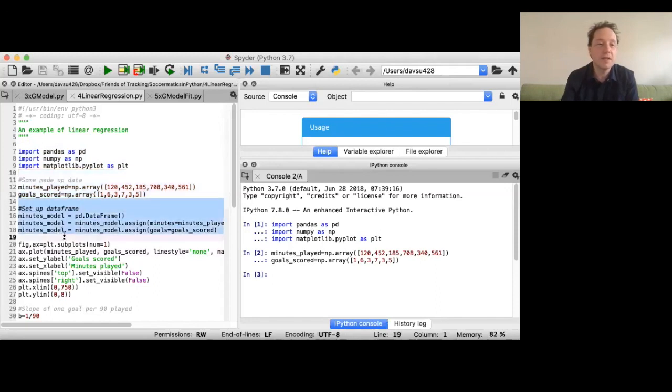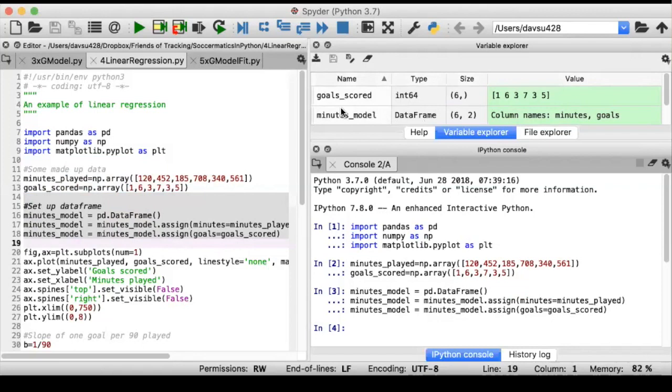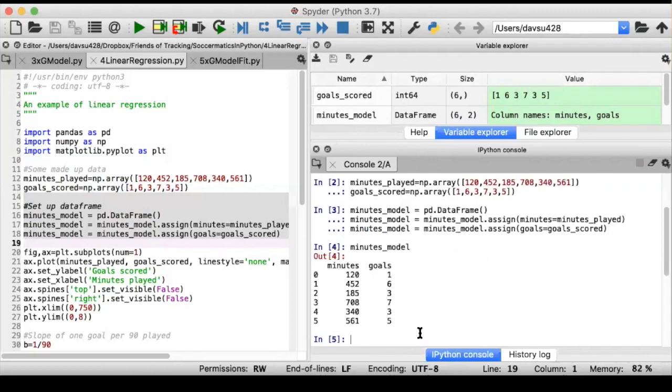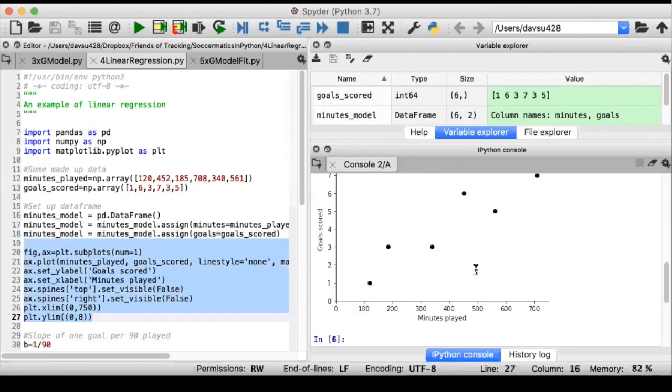First thing I do is I set this up into a data frame. So if you go in, you can either see it in Variable Explorer or you can just type minutes model here and you will see the number of goals they've scored. And roughly speaking, the longer they've been on the pitch, the more goals they've scored. So I'm going to start just by plotting this data. And that's done in the following way.